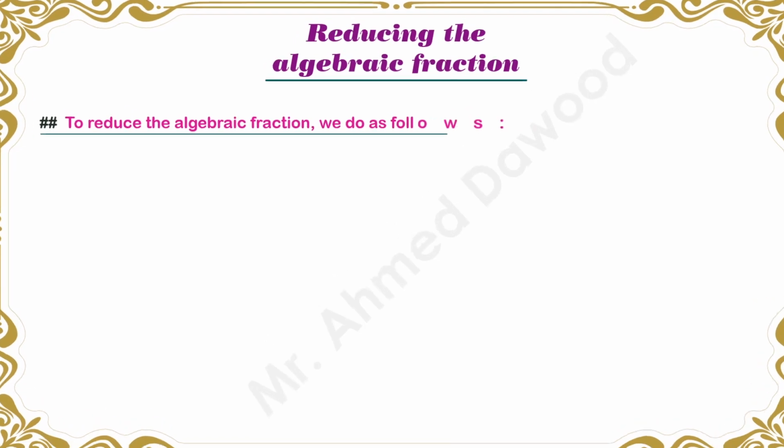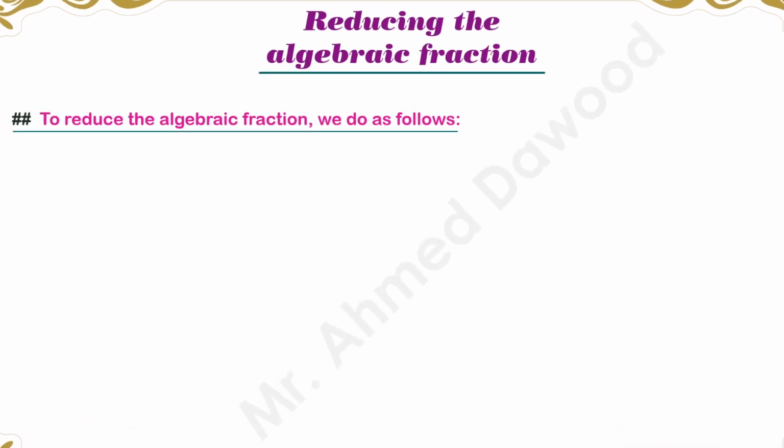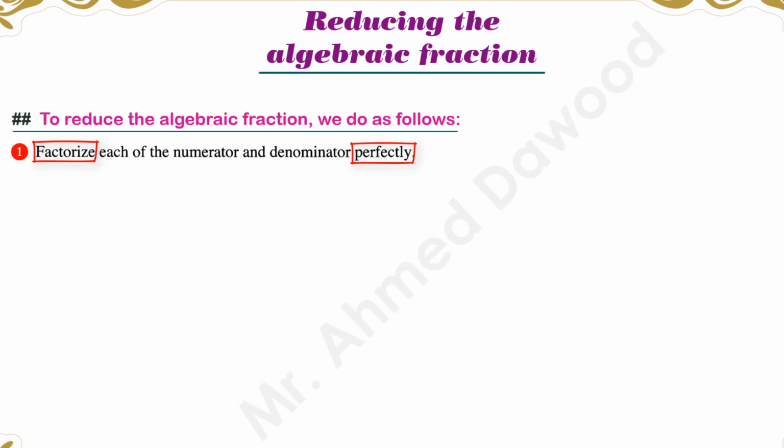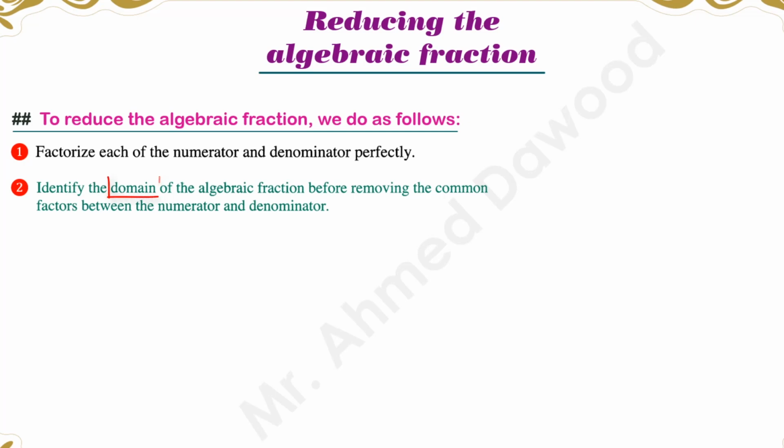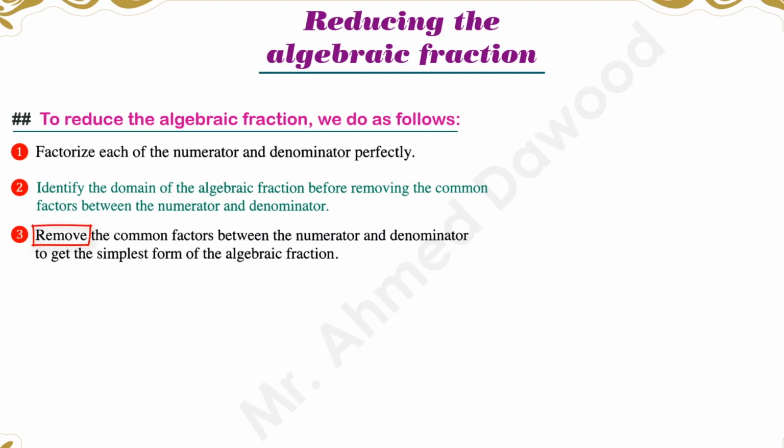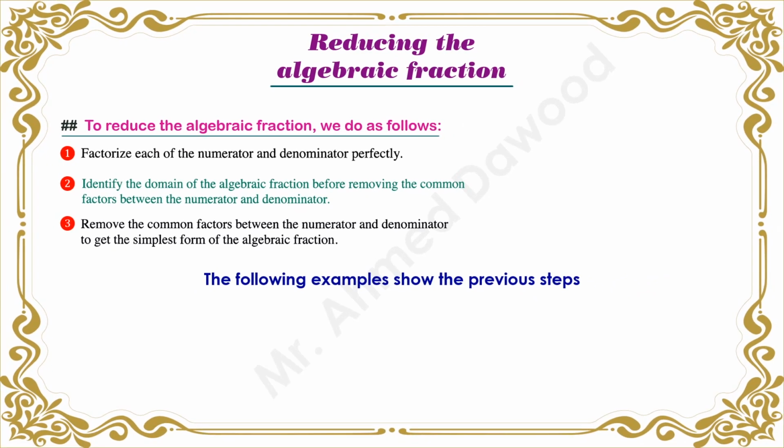To reduce the algebraic fraction, we do as follows. The first step is to factorize each of the numerator and denominator perfectly. The second step is to identify the domain of the algebraic fraction before removing the common factors between the numerator and denominator. The third step is to remove the common factors between the numerator and denominator to get the simplest form of the algebraic fraction. The following examples show the previous steps.